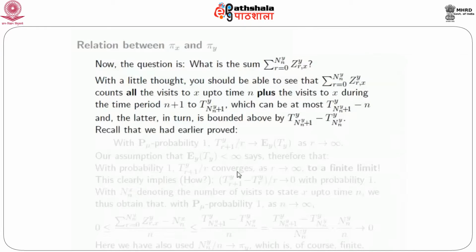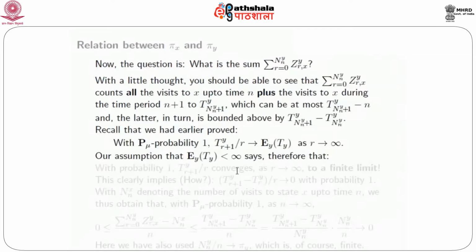Now recall what we had earlier proved. We had earlier proved that with P_mu probability 1, T_y^r over r converges to a limit E_y T_y as r goes to infinity. And our assumption is that this limit is a finite limit. So T_y^{r+1} over r converges as r goes to infinity with probability 1 to a finite limit.